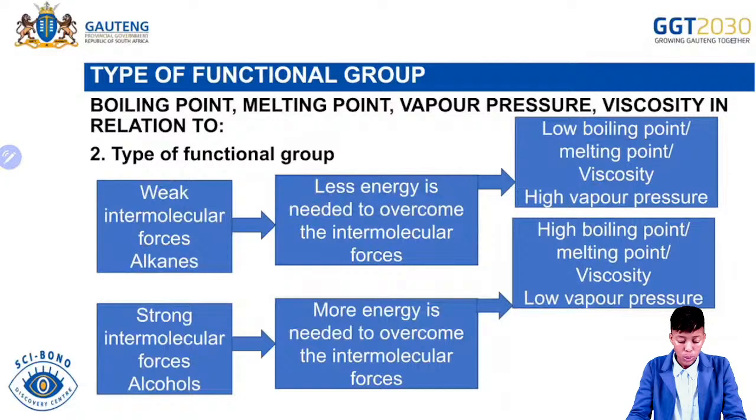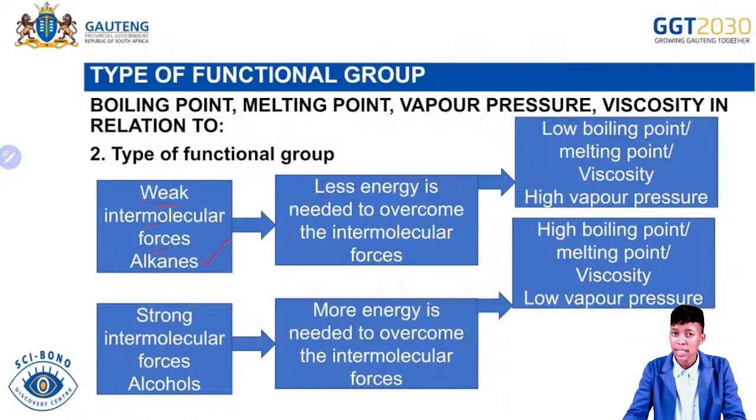So number two, for the type of functional groups. Again, remember we have London forces, and then under London forces we have AAA. Under that AAA, the first one is what? The first one there is your alkanes. So for alkanes, they are weak intermolecular forces. Again, if you have weak intermolecular forces, what does it mean? Less energy is needed to overcome the intermolecular forces.